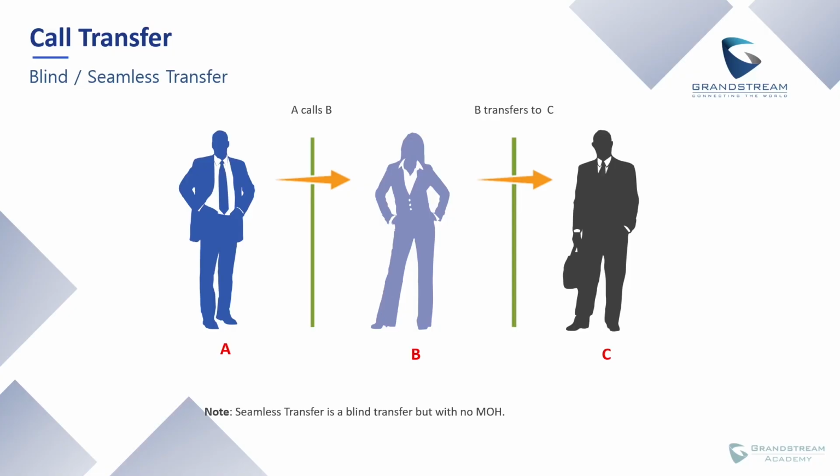And the same scenario will happen with seamless transfer. Like I said previously, the main difference between the normal blind transfer and seamless transfer is the absence of music on hold in the seamless transfer. Also, when transferring the call, the person should dial the feature code followed by the extension number we want to transfer the call to. In the example on the slide, if A and B are talking and B wants to transfer the call seamlessly to C, during the transfer operation the call between A and B will still be ongoing and no one will hear music on hold. Once C answers the call, B will be disconnected, then A and C will be hearing each other.